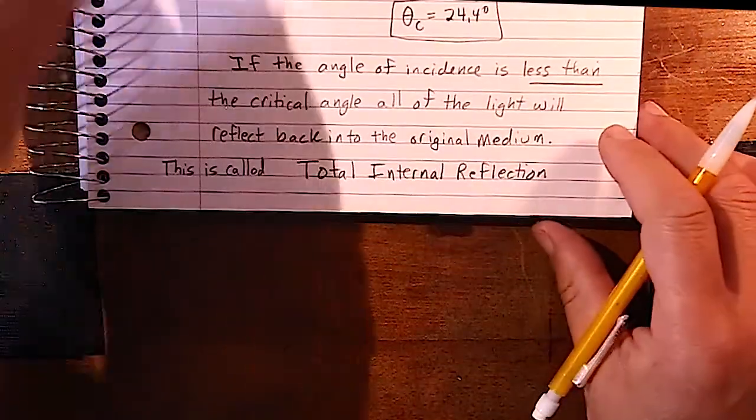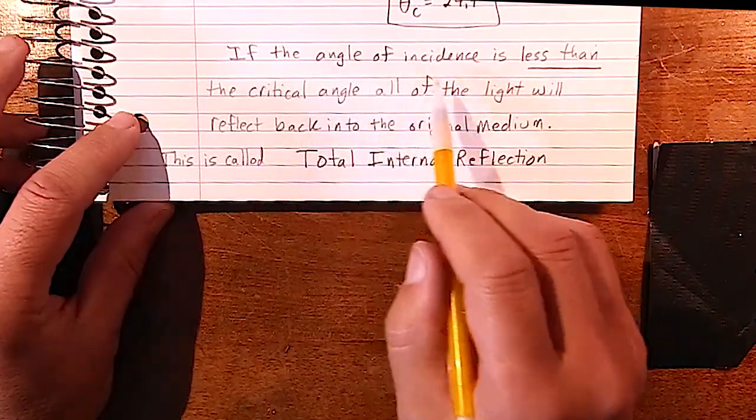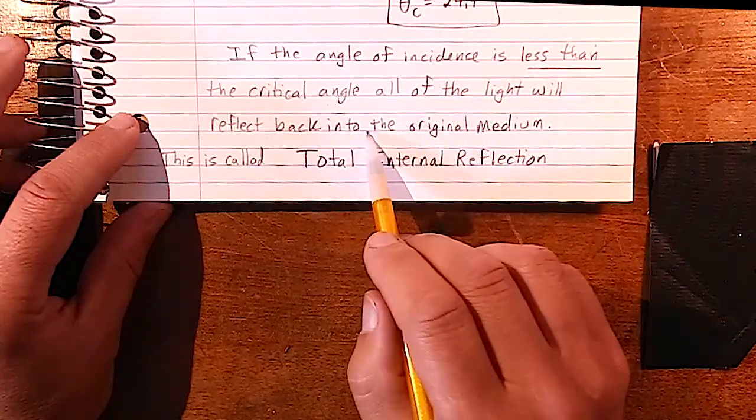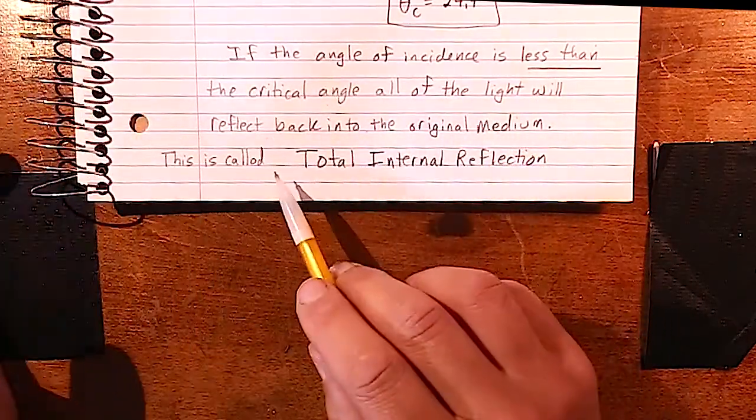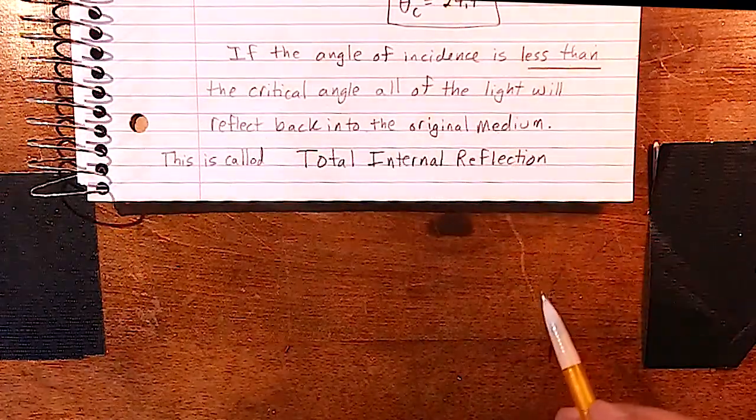So the definition down here, and listen to this carefully: if the angle of incidence is less than the critical angle, all of the light will reflect back into the original medium. And what's the name of that? That's basically the definition for total internal reflection.